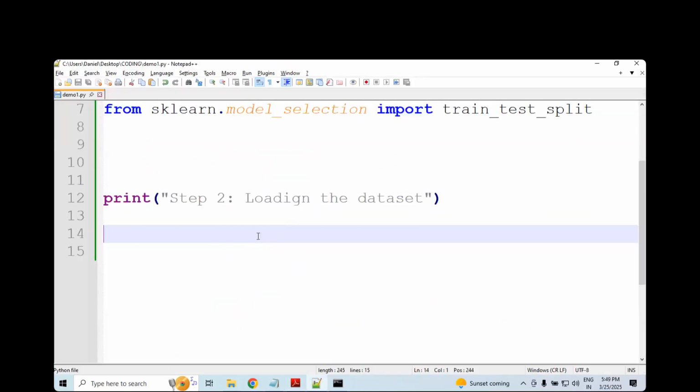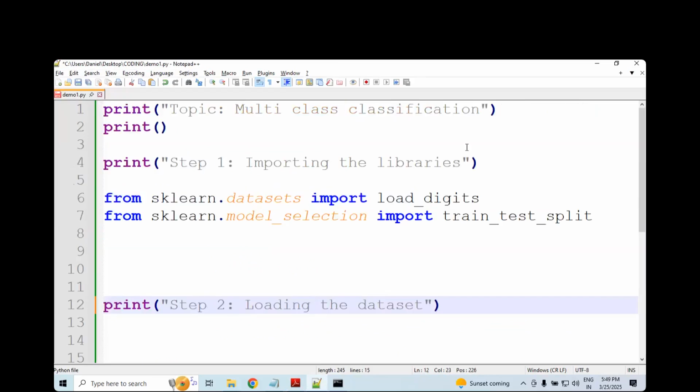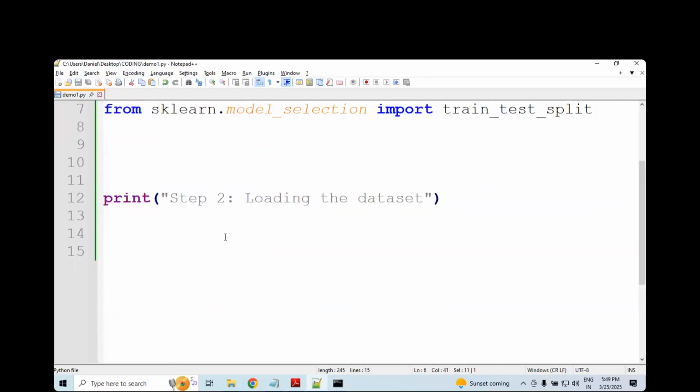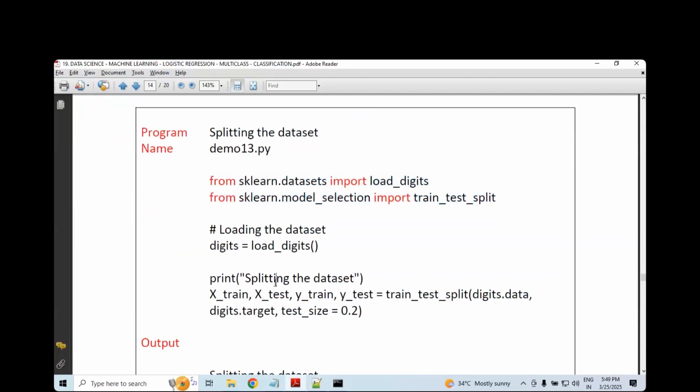How to load the data set? To load the data set, what we need to do is call a function. So let me call this function. Digits equals to, we are calling this function. The moment you call this function, the data set is loaded.